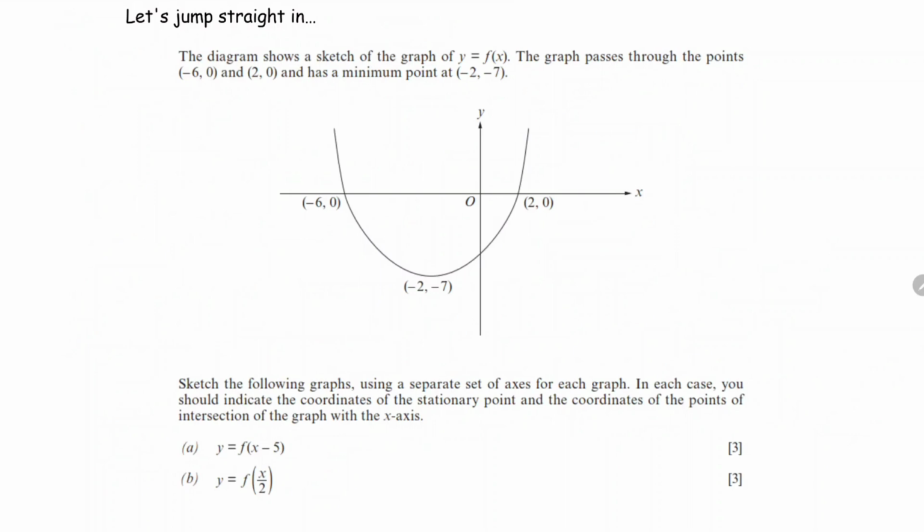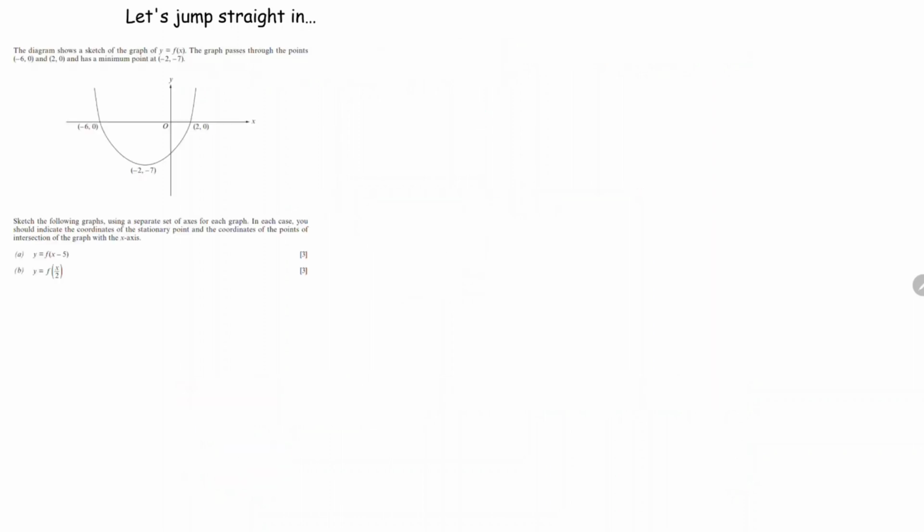What you'll notice with this question is we have a graph that looks quadratic in nature, could be. We don't necessarily need to know what the function is. We're just going to be given it as y equals f(x). And we notice that there are two roots and a minimum point at these coordinates. The question is asking you to sketch the following graphs using a separate set of axes for each graph. In each case, you should indicate the coordinates of a stationary point and the coordinates of the points of intersection. So what we're looking at here is seeing how this graph moves around and what will happen to each of these three points.